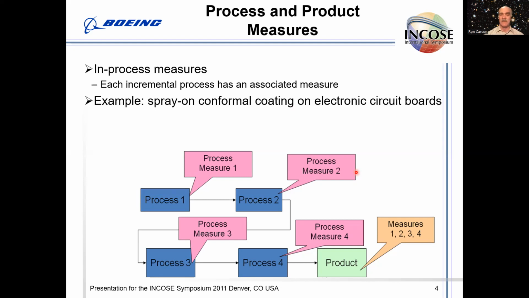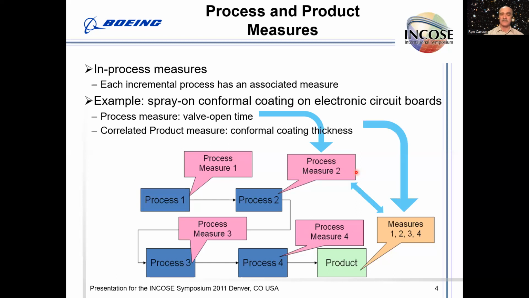So for example, if we were doing a spray-on conformal coating on electronic circuit boards to protect them from moisture and other things, then at some point we might have a process that says you have to open a valve to spray on the coating. And so we might, after much research and definition of the spray pattern and ensuring that it's uniform, once we've done all that hard work, then we might simply use the valve open time to give us an indication of how thick the conformal coating is and whether it's the right thickness.